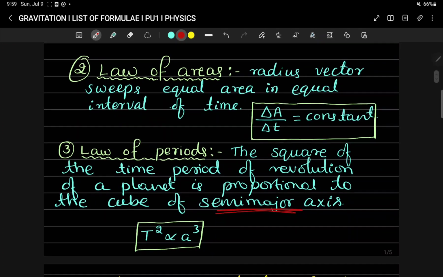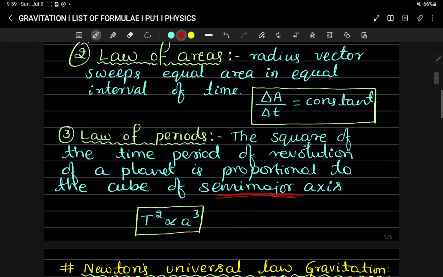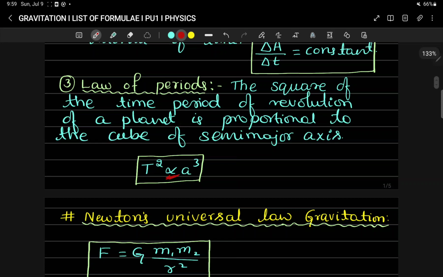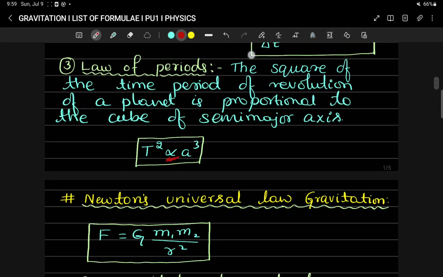That is T. So the square of the time period of revolution of a planet is directly proportional to the cube of the semi-major axis. This is the first, second and third law of Kepler.